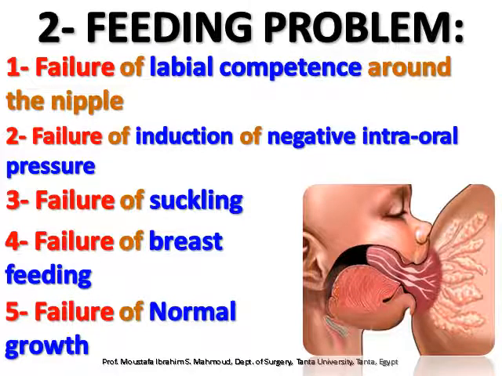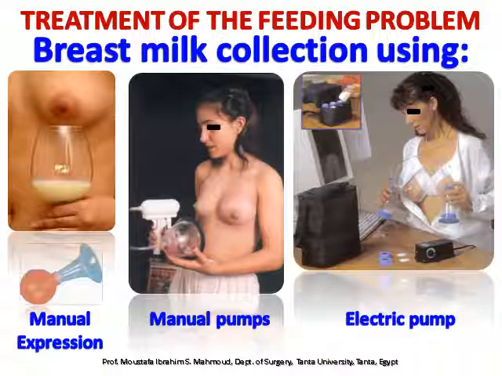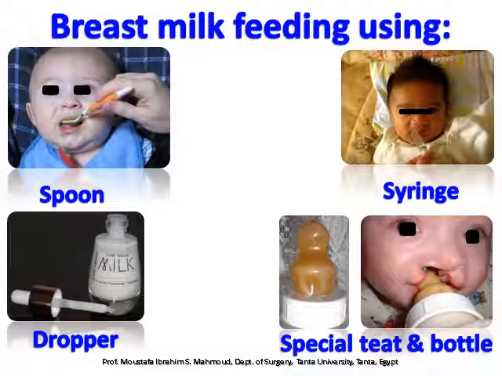Feeding problem. Failure of labial competence around the nipple. Failure of induction of negative intraoral pressure. Failure of suckling, failure of breastfeeding, and failure of normal growth. Treatment of the feeding problem is breast milk collection using manual expression or manual pumps or electric pumps. Breast milk feeding using spoon, syringe, dropper, or special teat and bottle.